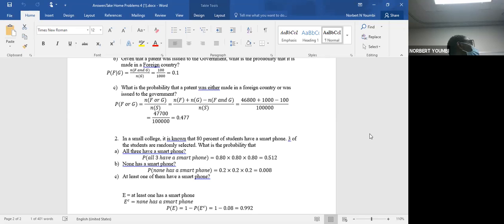0.8. If a student is randomly selected, what is the probability that that student has a smartphone? That is the answer, 0.8. But if you take 3, it becomes more complicated. Okay? These questions are very important because they help us to understand.